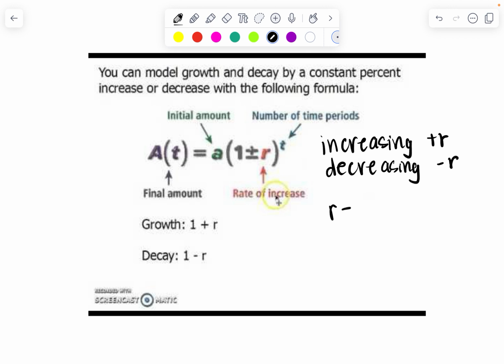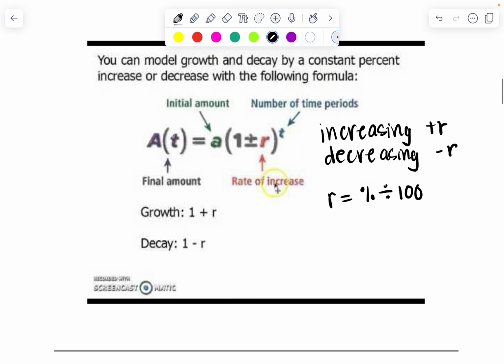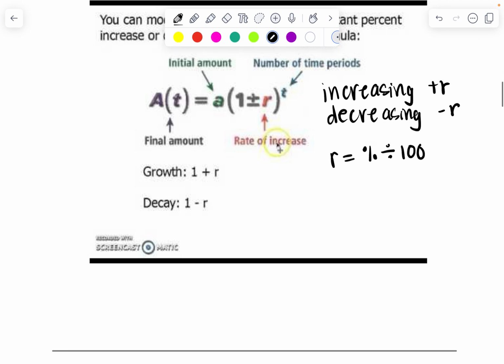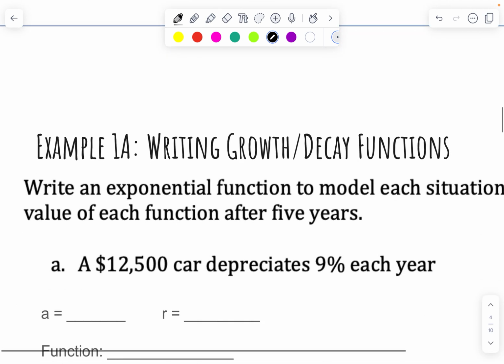And then to find r, you want to do the percentage and divide by 100. They're going to give us r as a percent. The rate is a percent, but we need it as a decimal. So we will divide it by 100. And then t is the time.